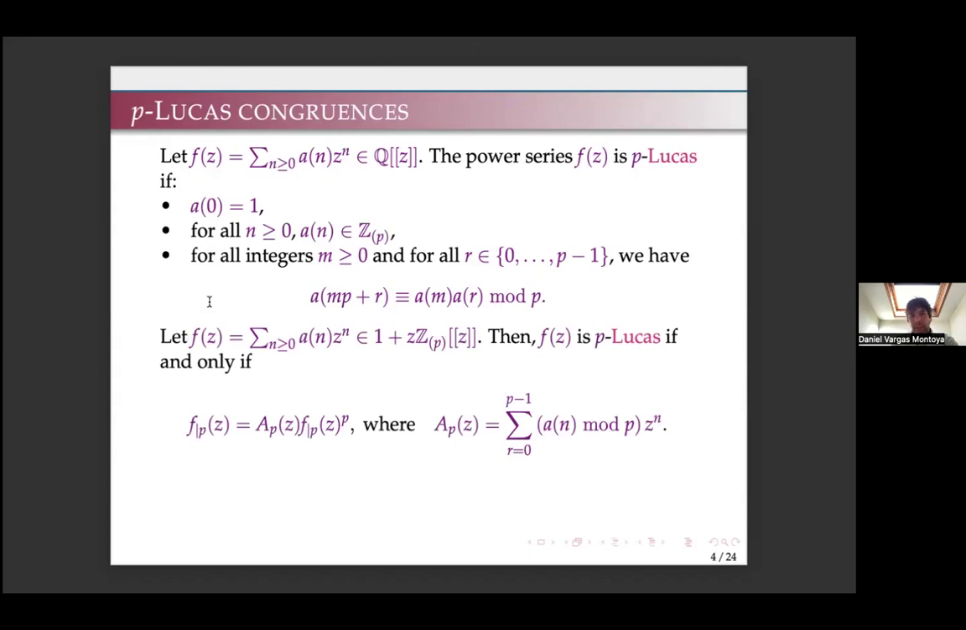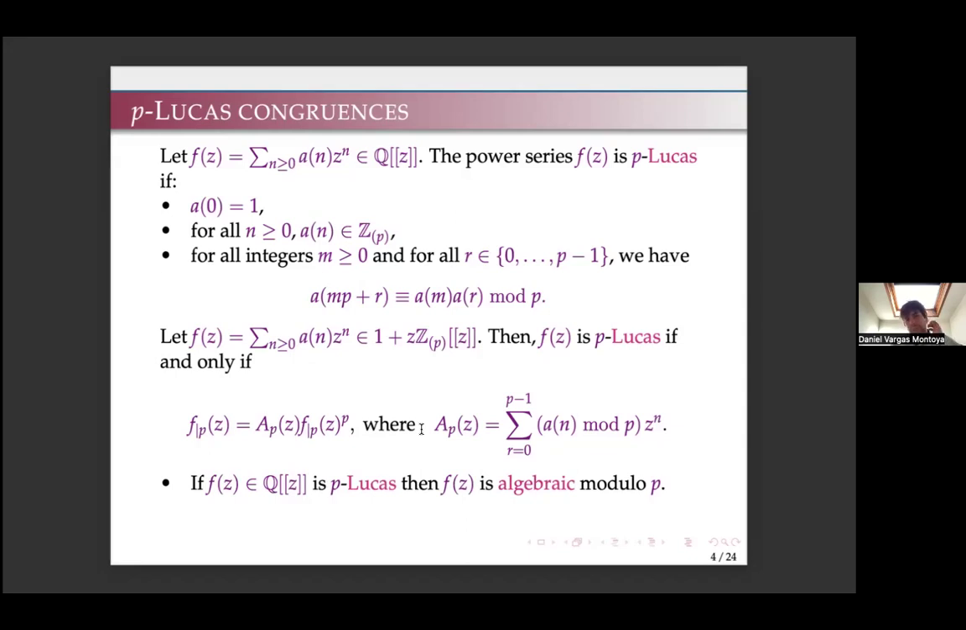Actually, this third condition is equivalent to the following statement. We take F a power series with coefficients in Z_(P), and also the constant term equals 1. Then F is Peluca if and only if the reduction of F modulo P is equal to A_P times F modulo P to the power P, where A_P is the truncation of F modulo P. From this relation, of course, we see that if F is Peluca, then F is algebraic modulo P. So usually we are going to use this relation instead of this condition.